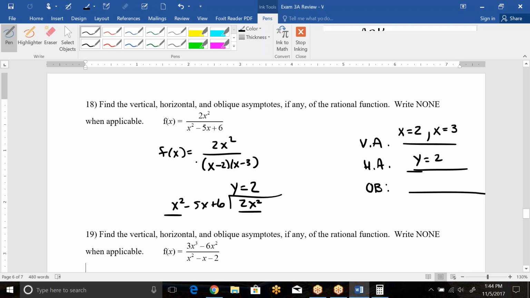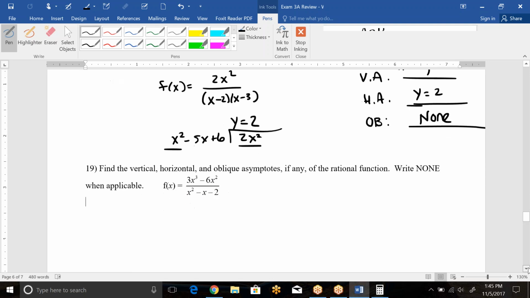So what that actually boils down to is that if the degree on the bottom is smaller than the degree on the top, you're going to be able to get an oblique. If the degree is the same or it's bigger in the bottom, you're going to have a horizontal asymptote. So if you have a horizontal, you're not going to have the oblique. So let's do this next one.